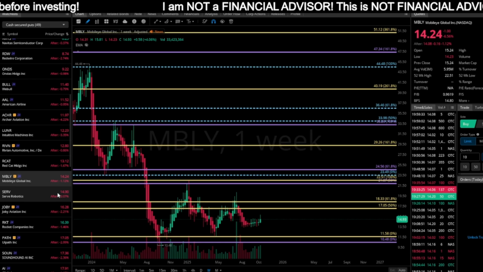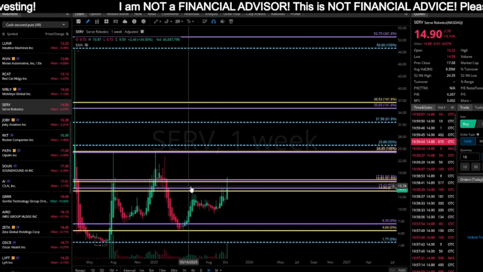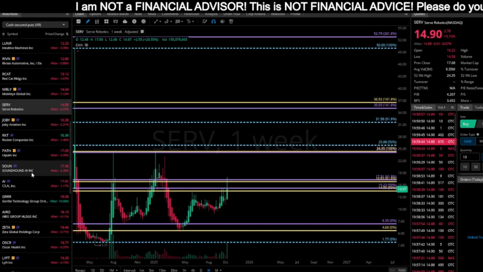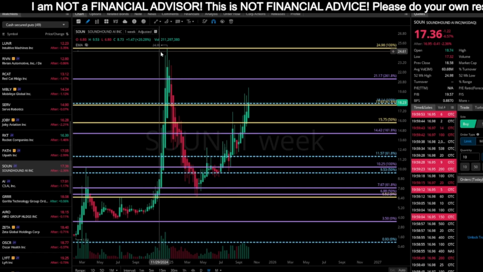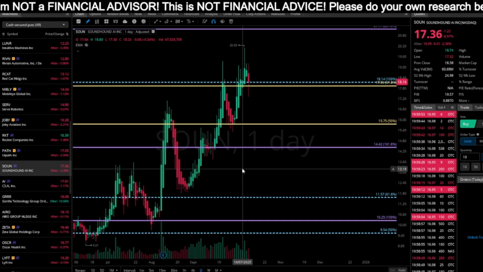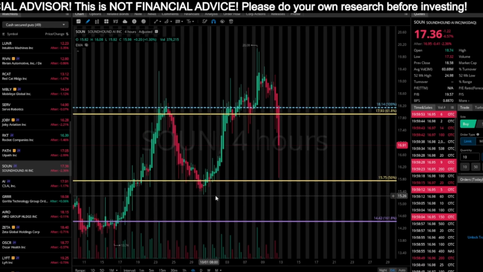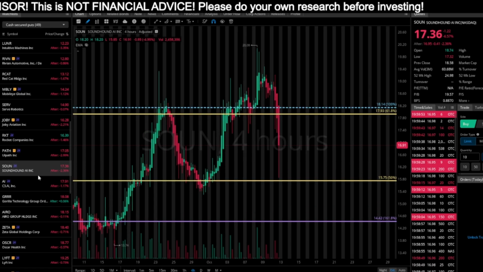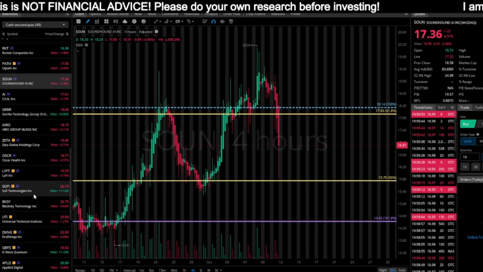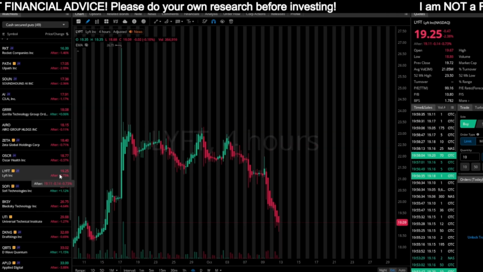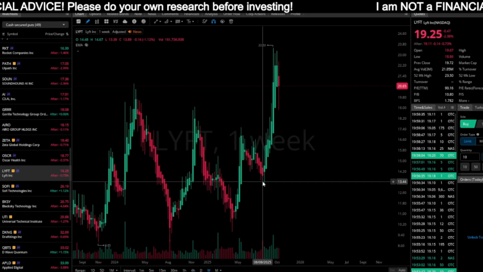But I do the same thing with Mobileye. We do with Serb Robotics. One of the more recent ones I've done it with is SoundHound AI, and it's done very, very well in terms of respecting the levels. Usually for SoundHound AI, for example, as you can see here. And again, this is just a way to start to indicate where you might want to enter a position, right?